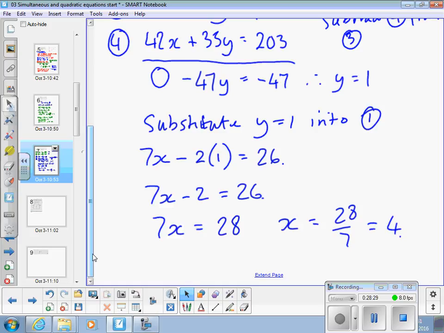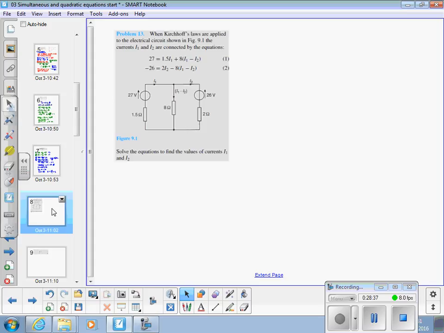Okay? Right. What I want to do now is just take a look at a problem that's related to a real engineering problem. And you're going to come up against this, possibly in science in second semester, certainly in electronic principles in third year.